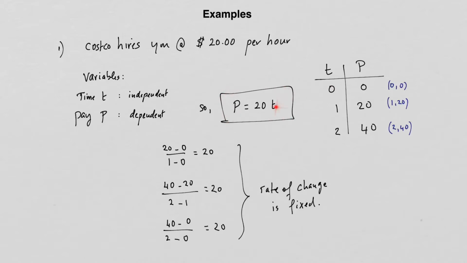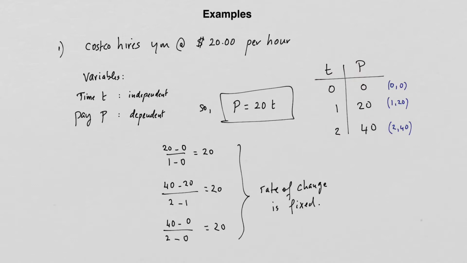So if you plug in 0 here, you get 20 times 0, which is 0. If you plug in 1 here, you get 20 times 1, which is 20. And if you plug in 2, you get 40. So we know this is correct, okay? But the reason we did this is because we decided to figure out if the relation, if the rate of change is fixed.